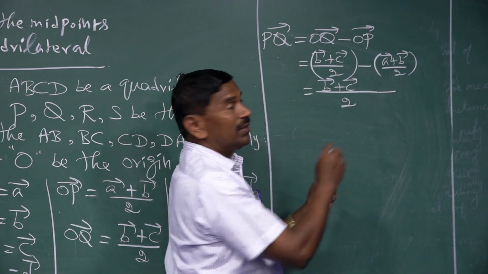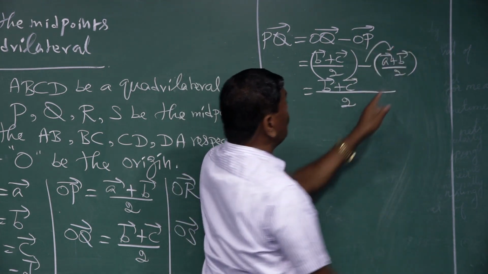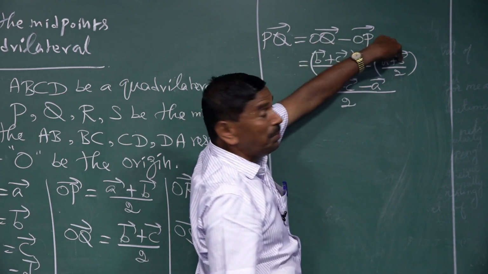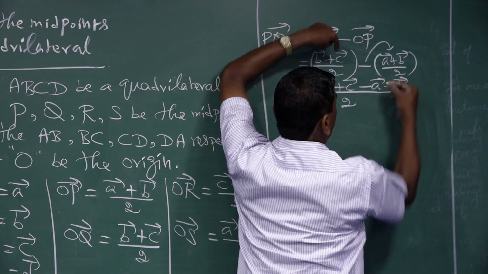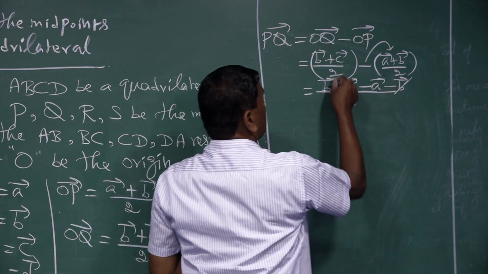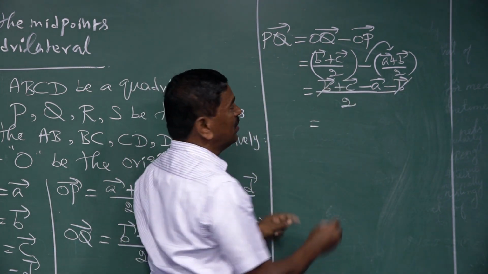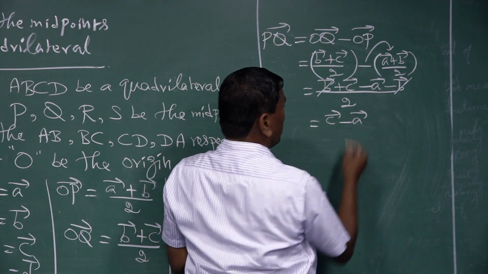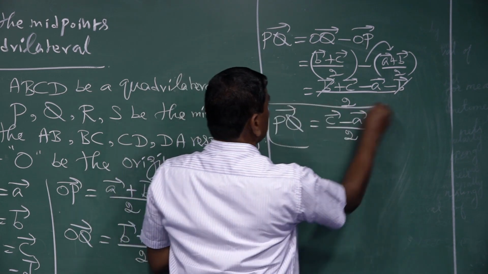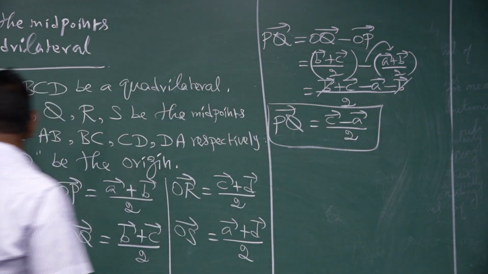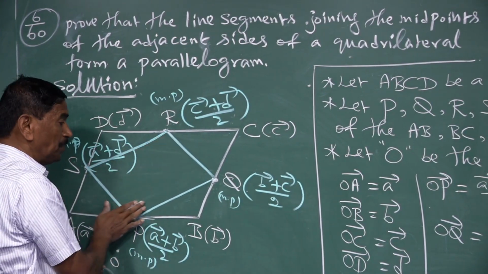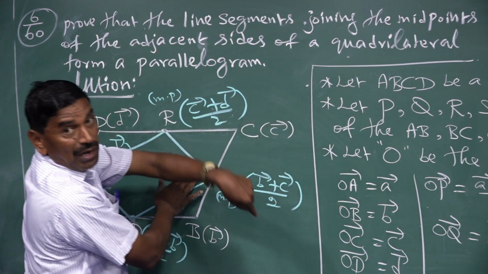Now this minus is going to multiply inside. We get minus A vector and minus B vector. Any cancellation? Yes, minus B vector plus B vector cancel, which is equal to C vector minus A vector by 2, whose left hand side is PQ vector. Box it. So we wanted to prove PQ vector is equal to SR vector, in which PQ vector is equal to C vector minus A vector by 2.